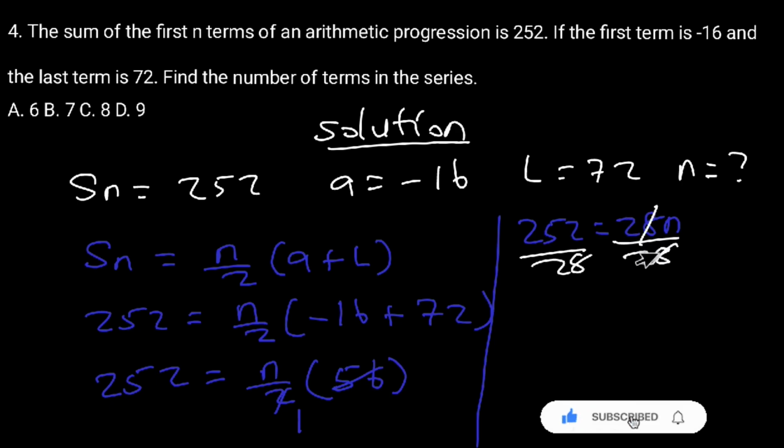This and this will cancel. We have that n is equals to 252 divided by 28 is going to be equals to 9. So you have that the number of terms in this sequence is equals to 9. Then, and the option here is option D.